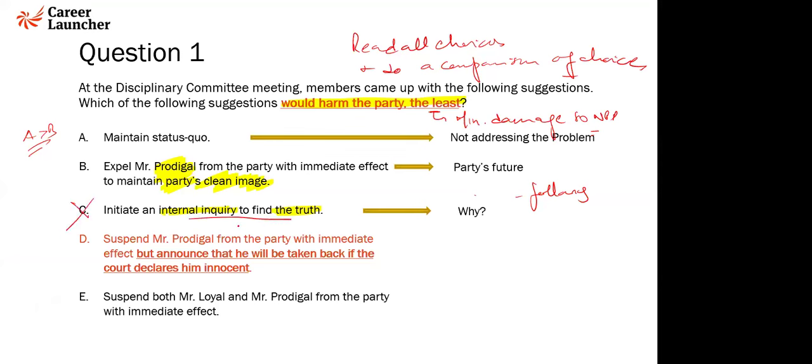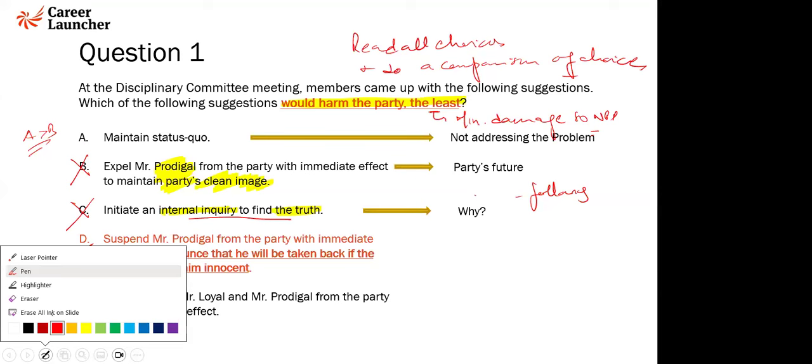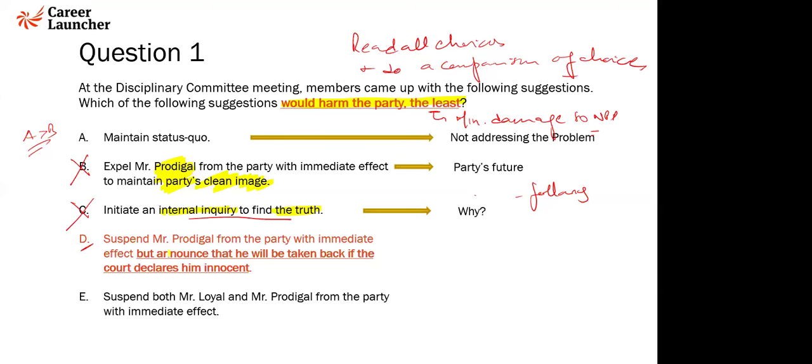It is a murder case. It is not some internal thing which has happened inside the party. Choice D. Out here I'll straight away eliminate, because as I said, A is better than B, and C is completely irrelevant, so I've eliminated. Choice D: suspend Mr. Prodigal from the party with immediate effect, but announce he will be taken back if the court declares him innocent. Now, what will this do? It will ensure that Mr. Loyal remains in the party.